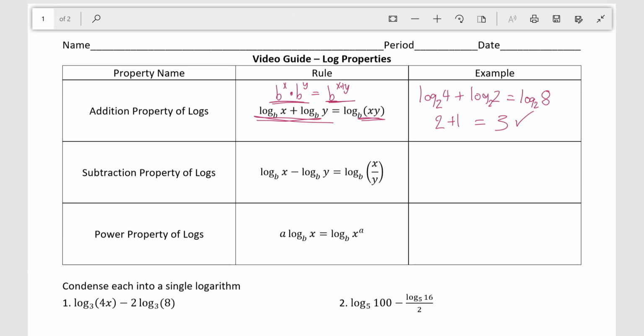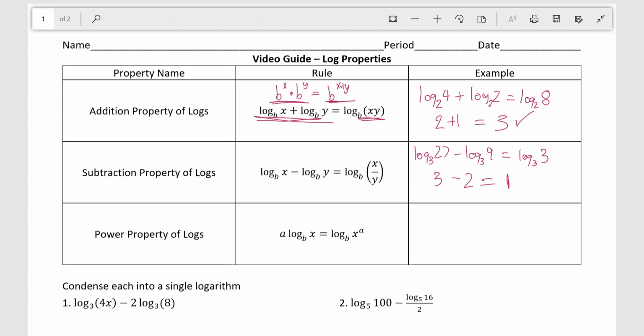So then the subtraction property is really the same as the top property, but now instead of multiplication, we have division. So we can write log base 3 of 27 minus log base 3 of 9. This is going to equal log base 3 of 27 divided by 9, that's 3. And again, 3 to the third makes 27, so this is 3. 3 squared makes 9, so this is 2. And log base 3 of 3 is 1.